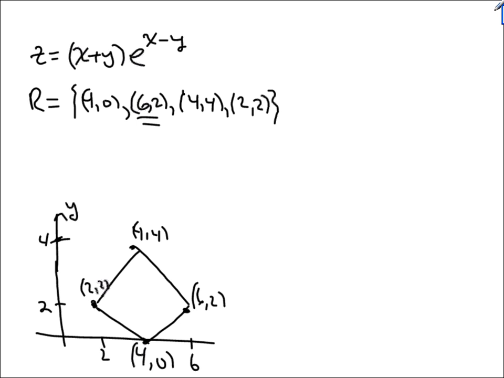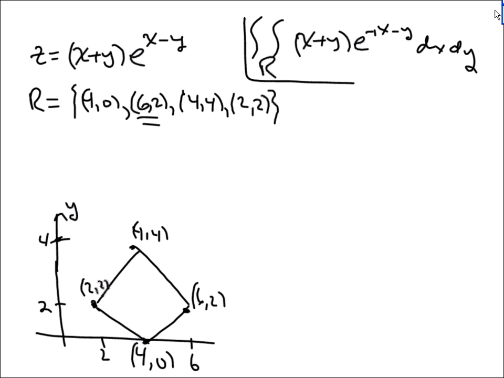So this quadrilateral. That's all they tell you. So basically, they want you to find the double integral over the region of x plus y times e to the x minus y dx dy. They want you to find that volume, or to set up an integral to find that volume using u's and v's.